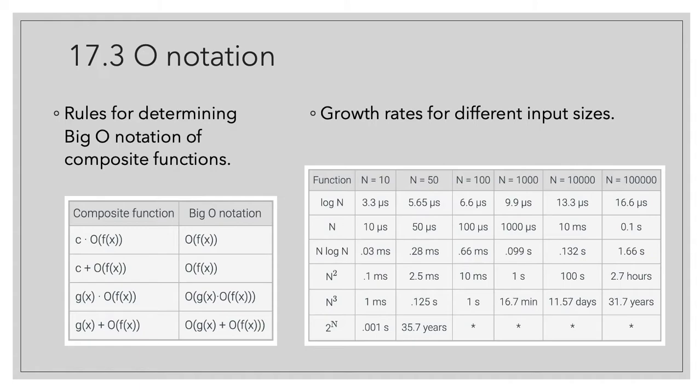Here we see the comparison of composite functions and big O notation. In this case, for example, C multiplied by O notation f(x) is basically big O notation. And we have other growth rates of input size.